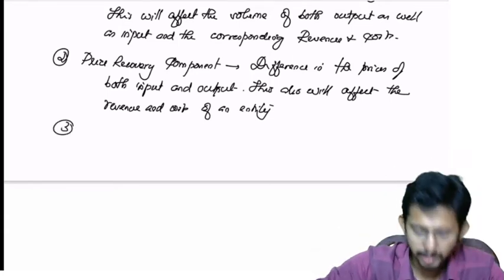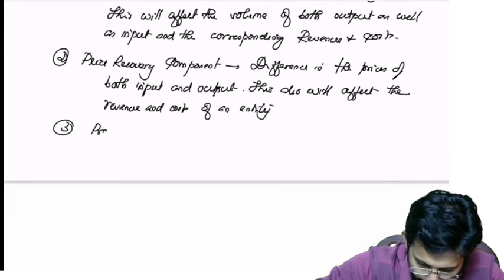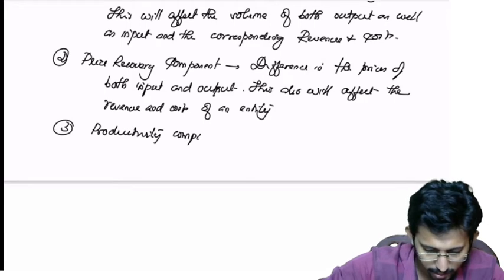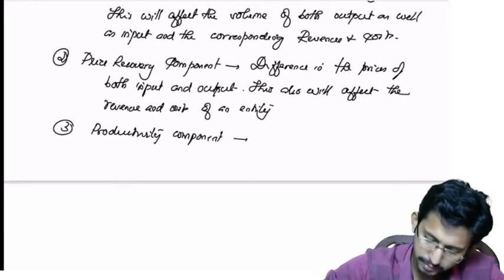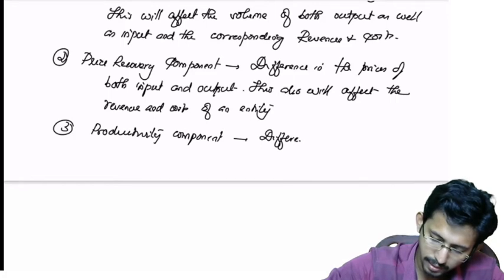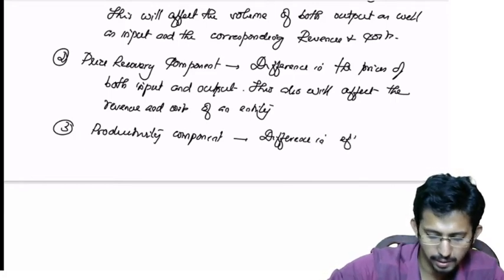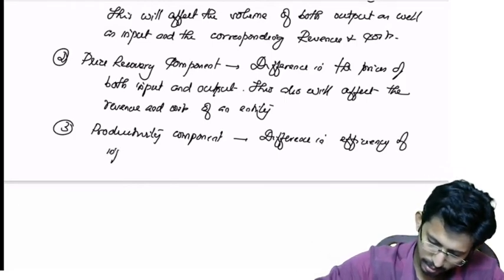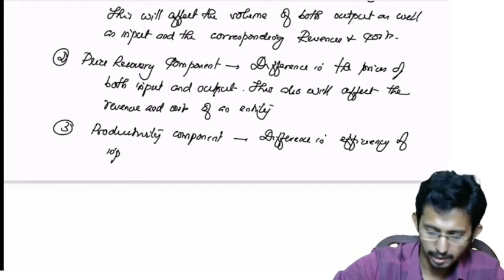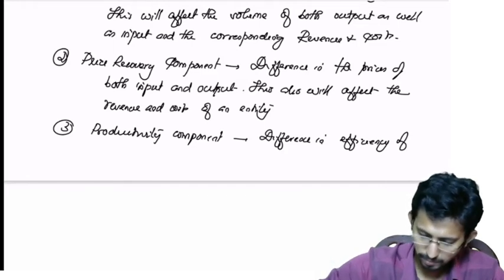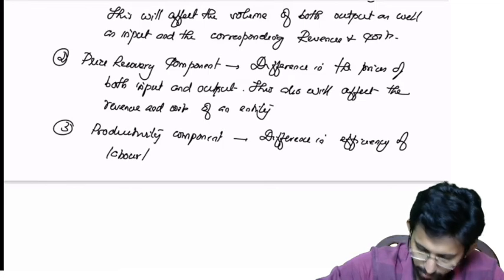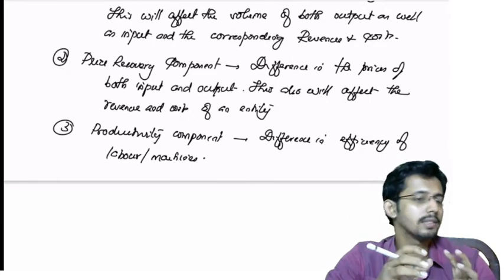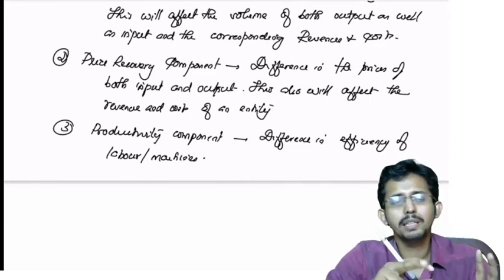Then third component. What is third component? Productivity component. What do you mean by productivity component? It is the difference in efficiency of inputs. Okay, efficiency of labor or machines. Okay, there are two factors which convert the input material to output.